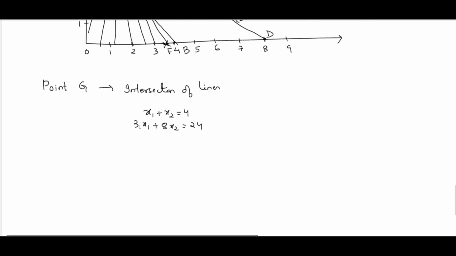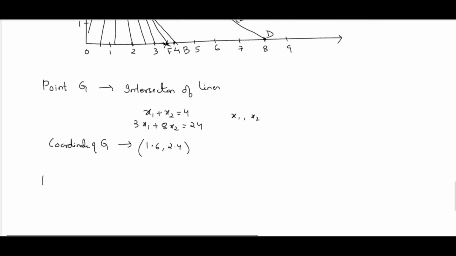So in this way, I think it's very easy. These are two linear equations having two variables. You can easily solve them, and if you solve them by normal mathematics, you will get the values of x1 and x2, which are the coordinates of point G. If you solve it, you will get 1.6 and 2.4. So the coordinate of G is 1.6, 2.4.